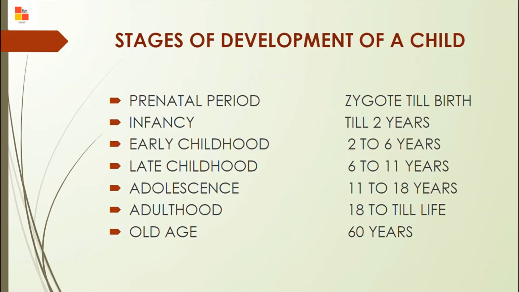These are called the stages of development of life. Prenatal stage, from zygote till birth, infancy 0 to 2 years, early childhood 3 to 6 years, late childhood 7 to 10 years, adolescence 11 to 18 years, adulthood 18 till life, old age above 60 years.